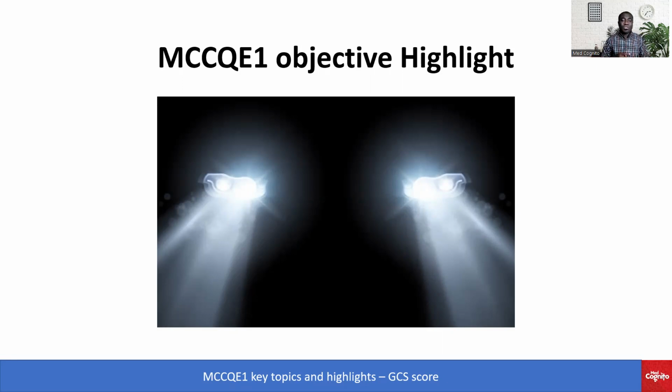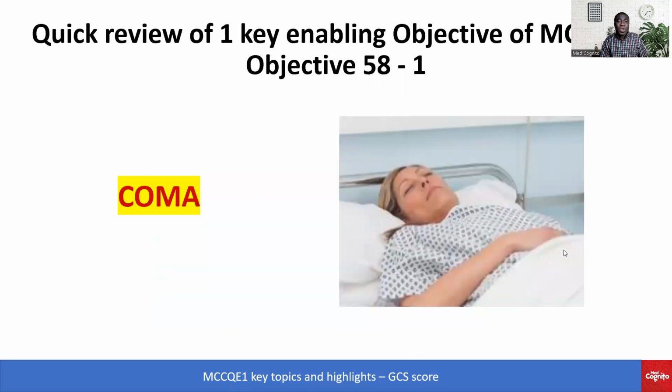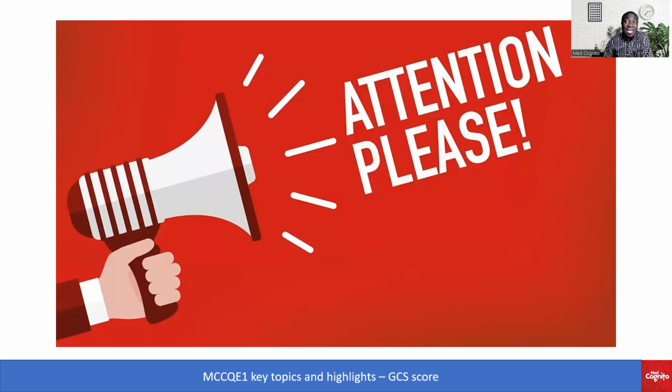And today I want us to put some highlights on a very important MCCQE1 objective. And what objective are we going to deal with? We're going to deal with objective 58.1, coma, okay? And the main thing I want us to look at will be the Glasgow Coma Scale score.